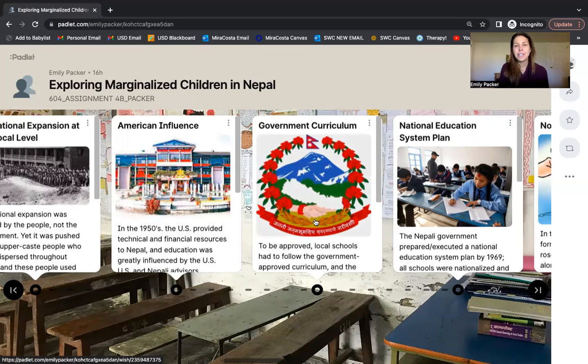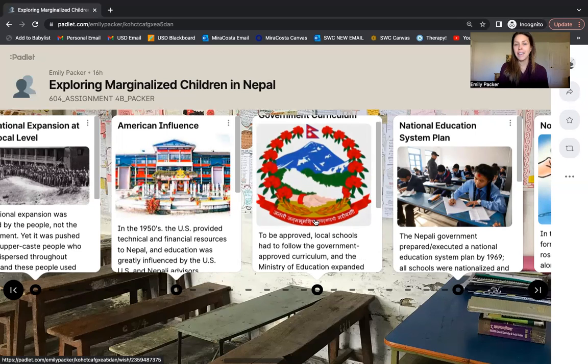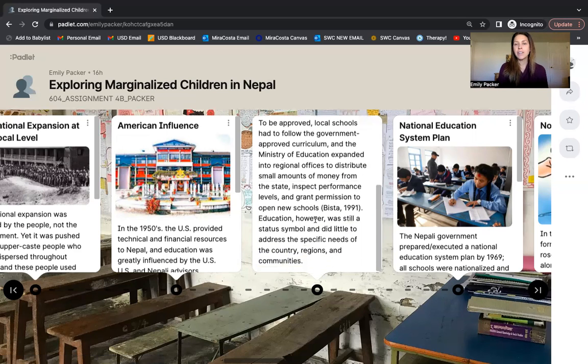And what happened was the government decided to have a government approved and mandated curriculum. So the Ministry of Education at this time expanded into regional offices, and these offices were tasked with distributing small amounts of money from the state, inspecting performance levels, and granting permission to build more schools. So this is where we really see the organization starting to happen.